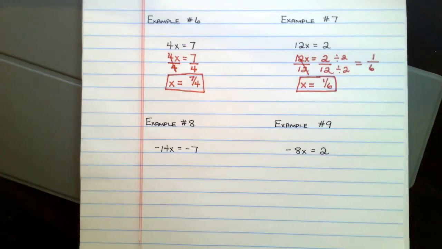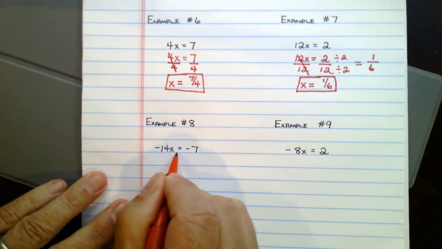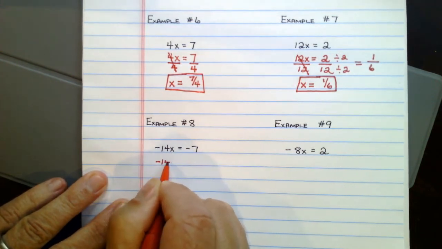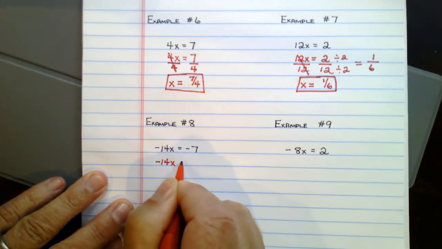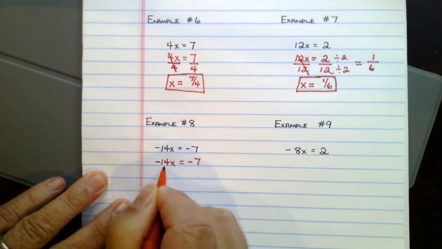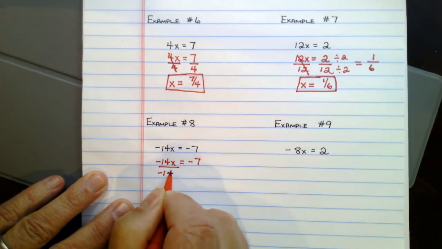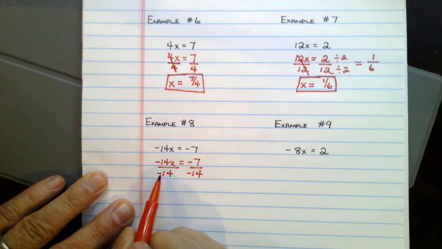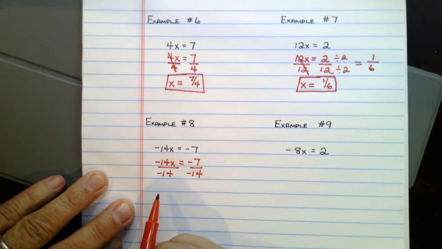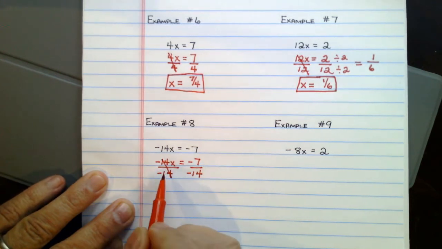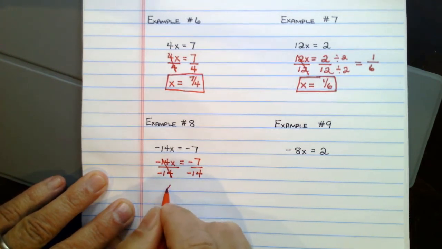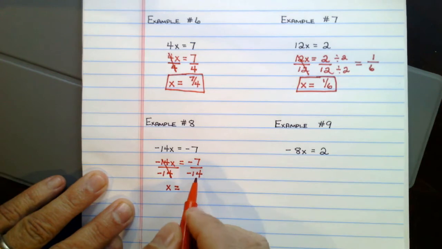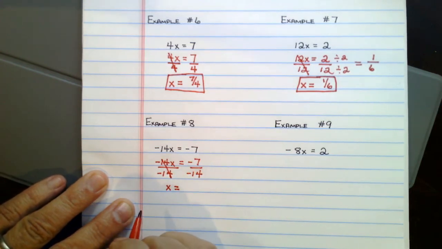Example number 8. Again, I'm multiplying because this negative 14 is right by the x. The opposite of multiplying is dividing. I'm going to divide both sides by negative 14. These cancel out because a negative divided by negative is a positive. And the same thing here, a negative divided by negative is a positive.